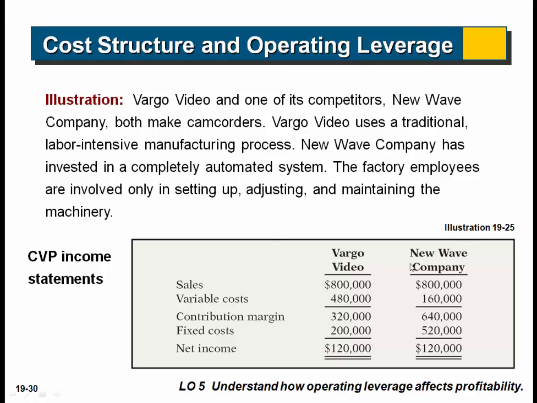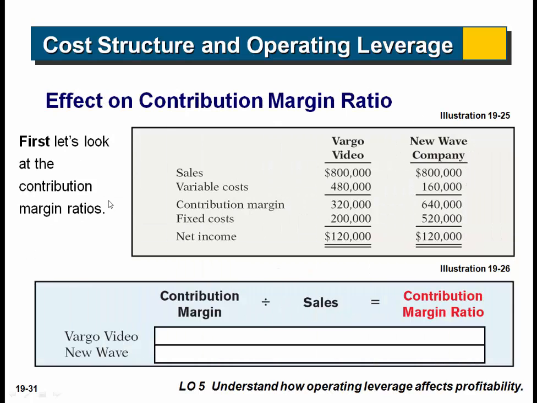So what they're telling you is that Vargo has a much higher percentage of variable costs, and you can see that here, and New Wave has a much higher percentage of fixed cost. You can see that here. The cost structure is the same. So if you add 480 plus 200,000, that's 680. And if you add 160 plus 520, that's 680. So they're making the exact same amount of money in both cases for these businesses.